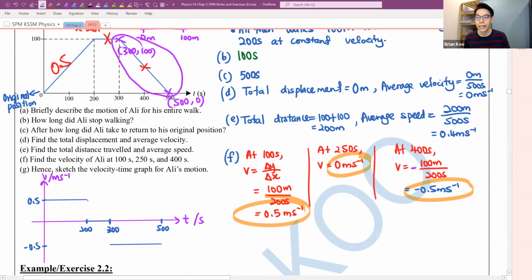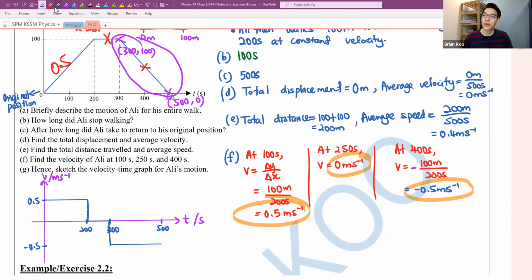So we usually connect it with a dotted line, or you can connect it with a solid line also can. Okay, usually we don't leave it hanging. So you can connect it with a dotted line. That means at first is 0.5, traveling at the speed of 0.5 meter per second. Then Ali will stop very abruptly, suddenly stop there. He walks, and then he stops there for 100 seconds, and then he walks back.